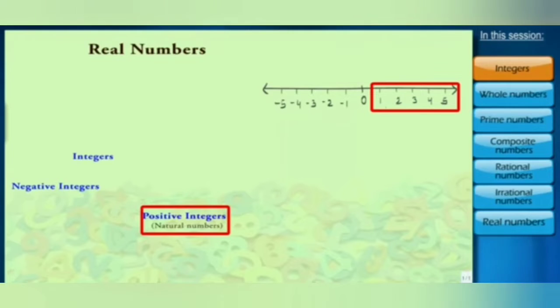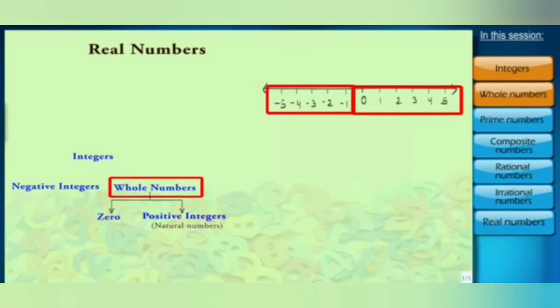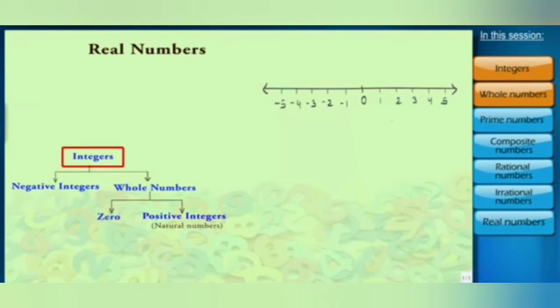Positive integers are also called natural numbers. The positive integers and 0 together are called whole numbers. Negative integers and whole numbers together are called integers.